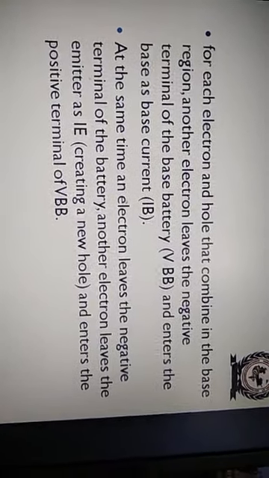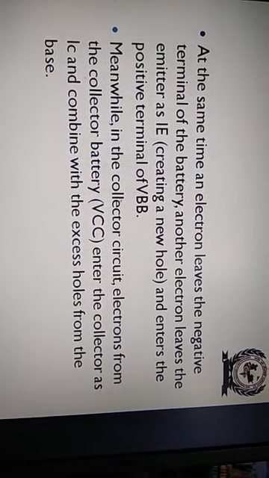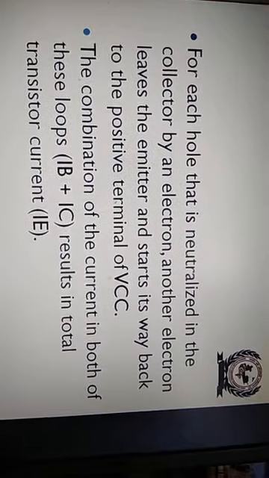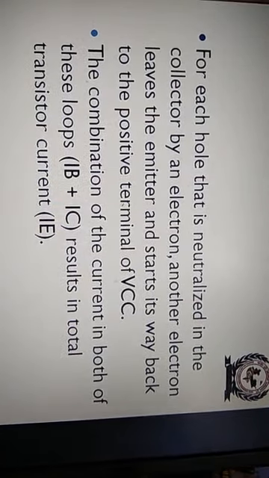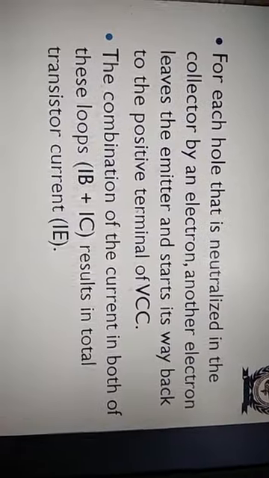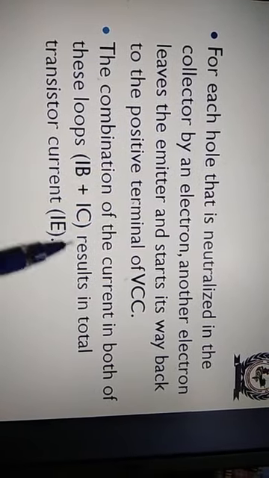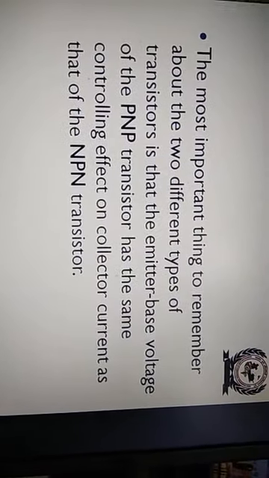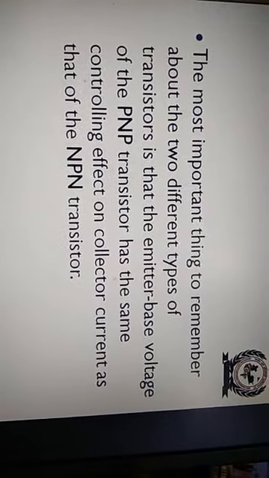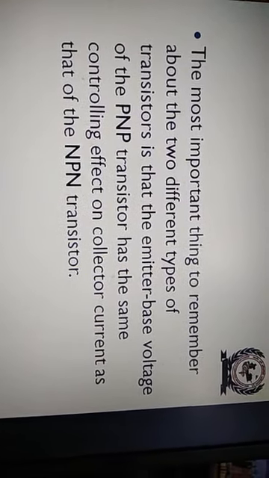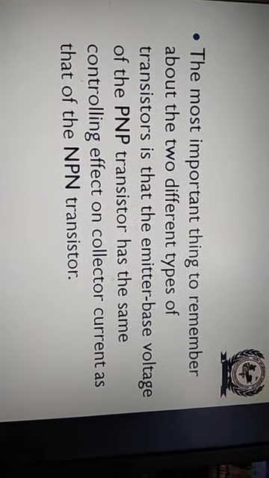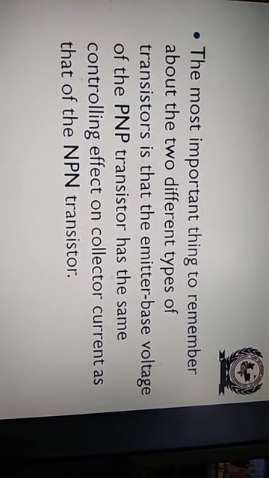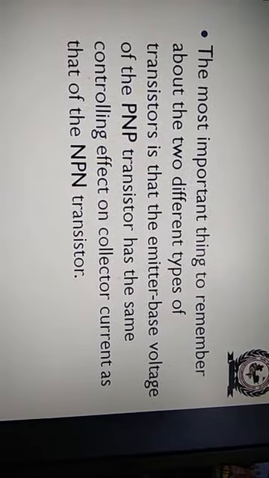This theory we have already studied. This is the battery connection that we have also studied. You can go through it. And the combination of the currents of both these loops gives IE equal to IB plus IC, that is the total emitter current. The most important thing to remember about the two different types of transistor is that the emitter-base voltage of a PNP transistor has the same controlling effect on collector current as that of the NPN transistor.